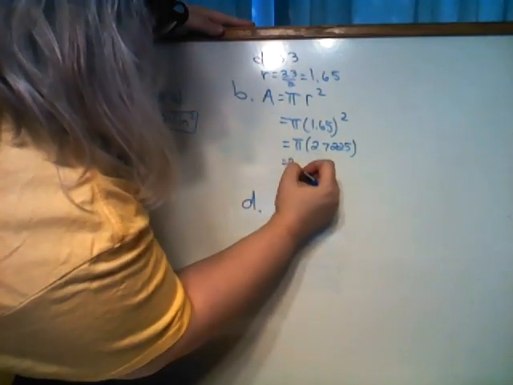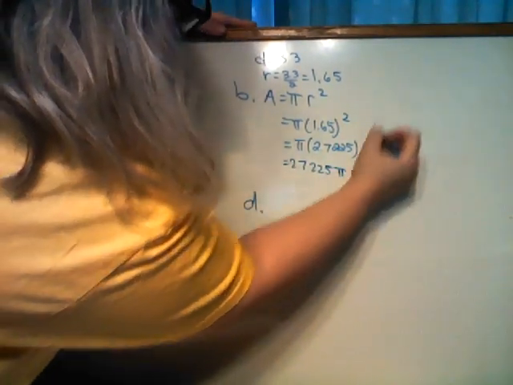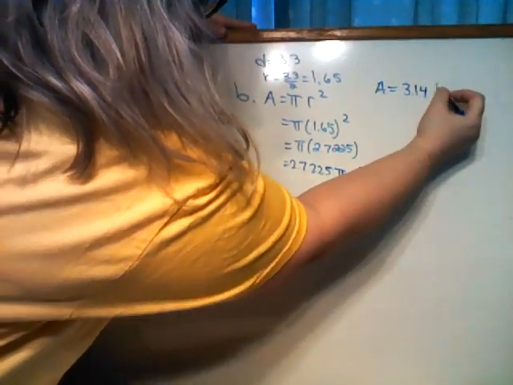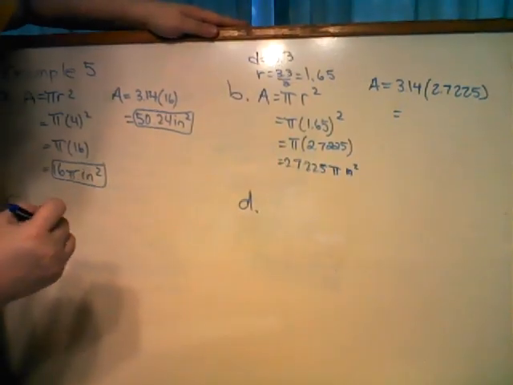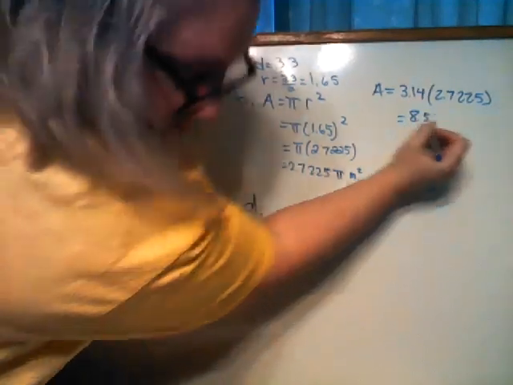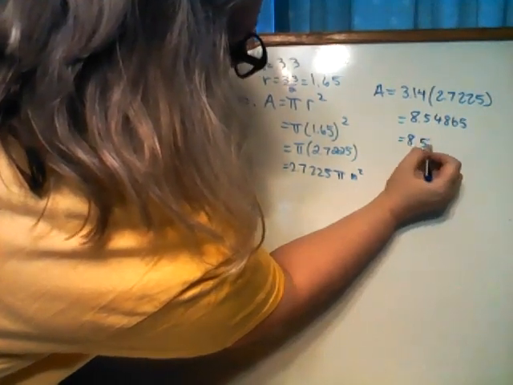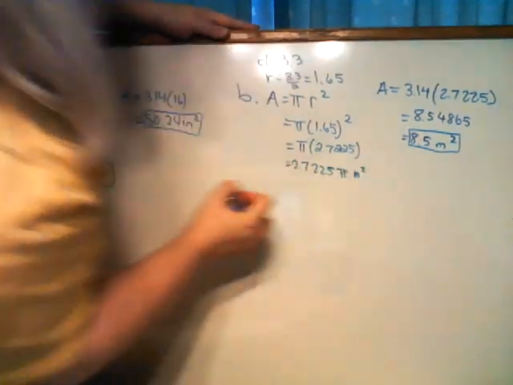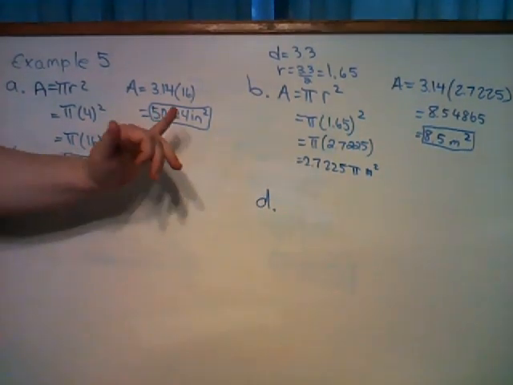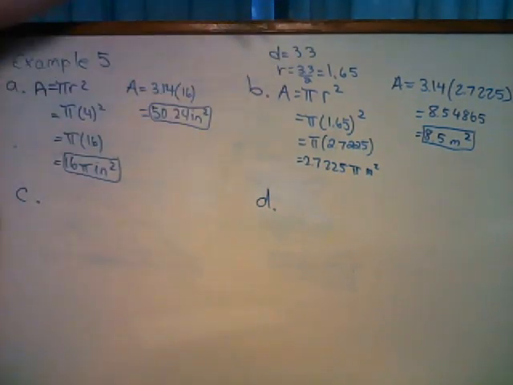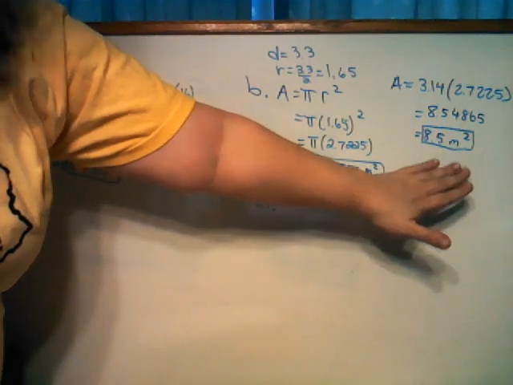So, I mean, you could leave your answer like that. It's probably better, though, to put your coefficient kind of first, okay? And this is in meters squared. So if I wanted to calculate the normal answer, I could just multiply by 3.14, and when I do that, I get 8.54865, and because they want me to round to the nearest tenths, that's how I get that answer right there. So again, for part B, you have your in terms of pi answer and your answer rounded to a specific place.